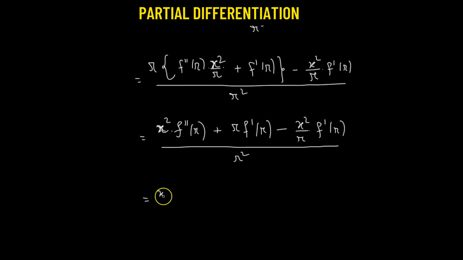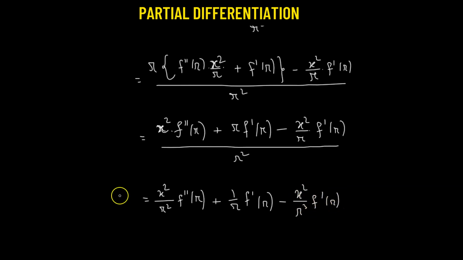We'll get x squared divided by r squared times f double prime r plus we have r over r squared, so that will give us 1 over r times f prime of r minus we have x squared over r divided by r squared, so that will be x squared divided by r cubed f prime of r. So this is the value of the second partial derivative of v with respect to x. We'll label this as number 1.